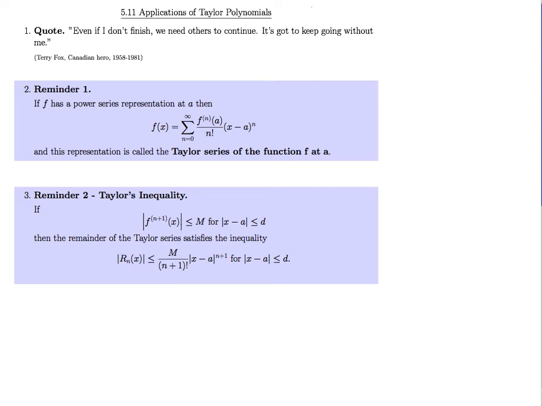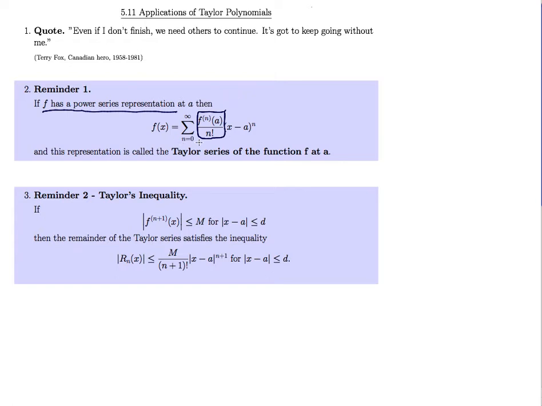In this section, we're going to look at some applications of Taylor polynomials. So let's just remind ourselves of a few things. If a function has a power series representation at some center point a, then the coefficients of that power series have to be given by the nth derivative at a over n factorial. In other words, the power series representation is unique, and we computed that these had to be the coefficients.